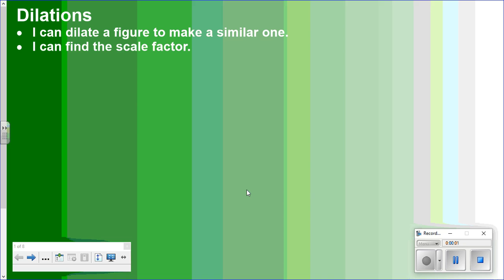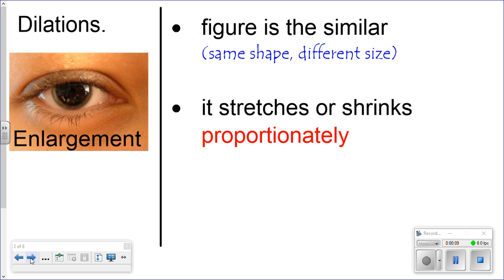In this lesson, we'll be talking about dilations. By the end of the lesson, you should be able to dilate a figure to make a similar one and be able to find the scale factor. So dilations means the figure is similar, not congruent, similar, which means it's the same shape but a different size. When we do a dilation, we're going to stretch it or shrink it proportionately.